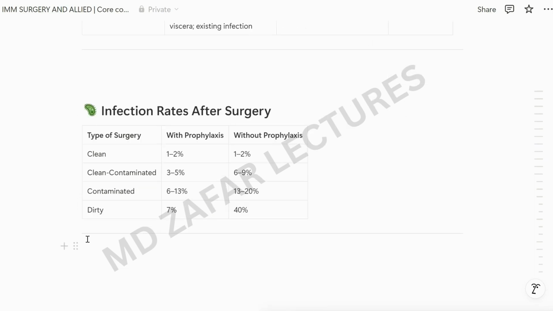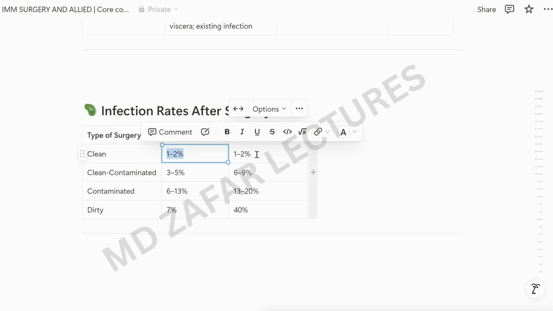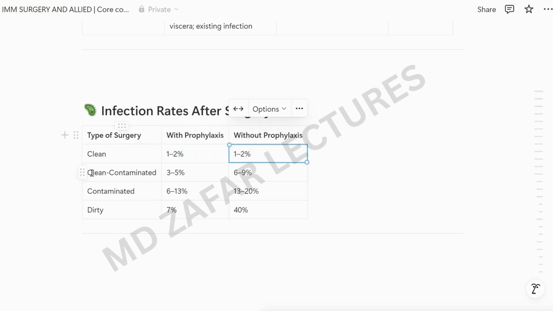So now an overview of the infection risk in these types of wound with prophylactic antibiotic and without antibiotic. In the clean class with prophylaxis, there is only a risk of 1 to 2%. However, without prophylaxis, it remains the same. In class 2, the clean contaminated, with antibiotic, the risk is between 3 to 5%. However, without antibiotic, the risk would increase to 6 to 9%.